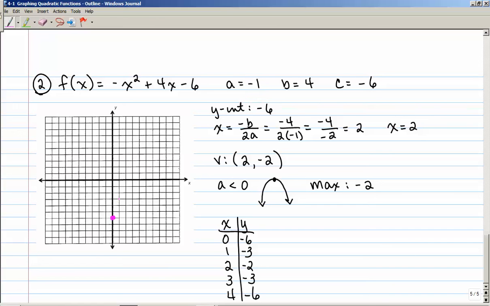And then 1, -3, 2, -2, and just finish that off there. Oops, I think I missed one of the points, but that's okay, you get the idea. That's what my graph looks like. And now the domain is all real numbers.